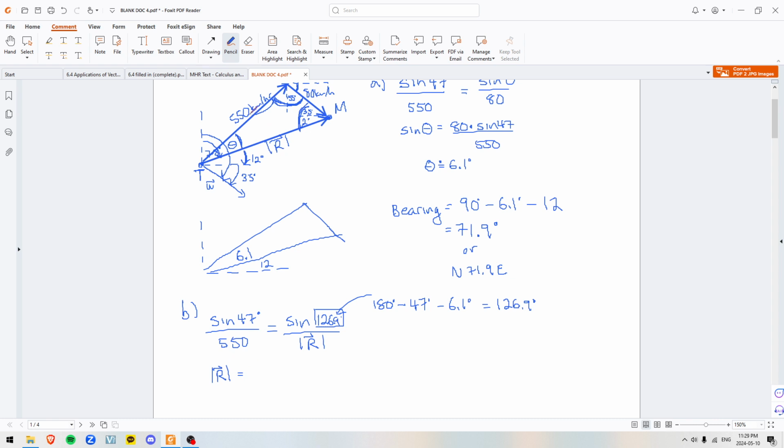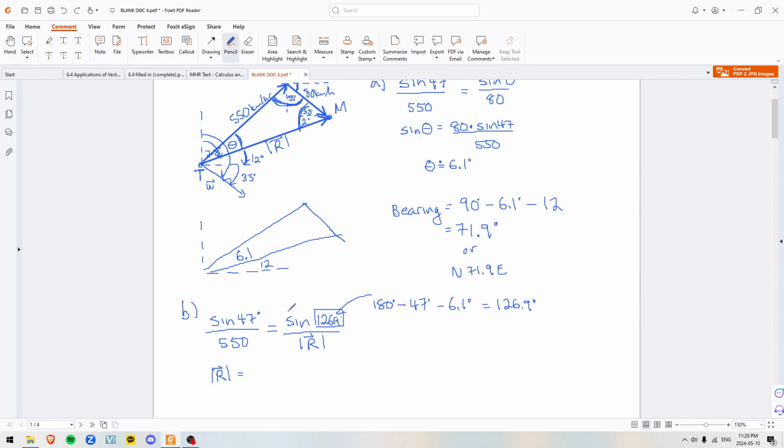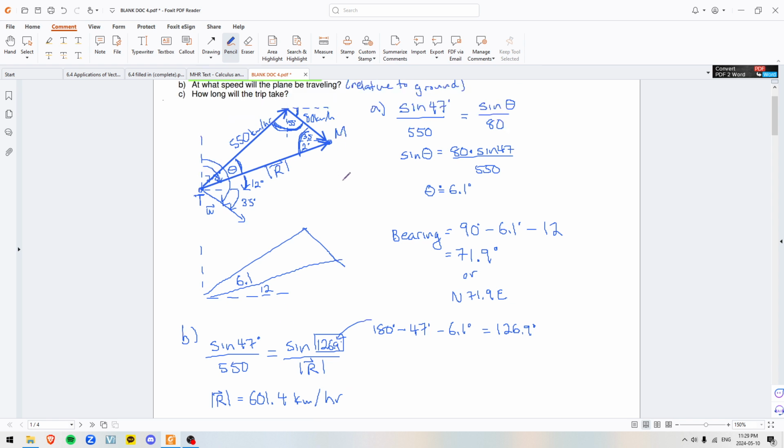And of course, because I'm using speed, the resultant magnitude will also be the speed. The final answer when you simplify should be 601.4 kilometers per hour. Okay, so that is the overall speed of the plane with the wind helping it.